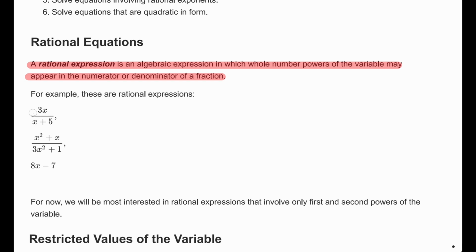For example, it's got these three examples right here of rational expressions. An easy way of thinking about what a rational expression is: anytime you have a polynomial divided by another polynomial, that's essentially what a rational expression is.